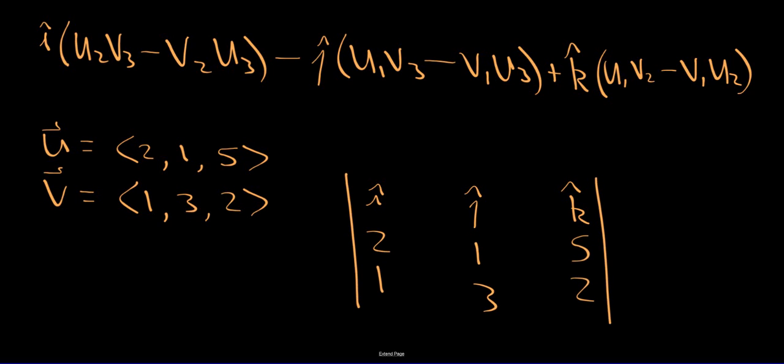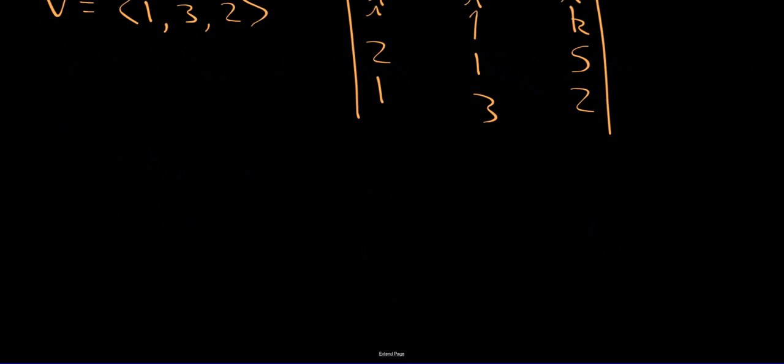So look at that. Now I go through the process here, and I'm going to get a nice vector. So this is U cross V. Now order matters on these. U cross V is different than V cross U.